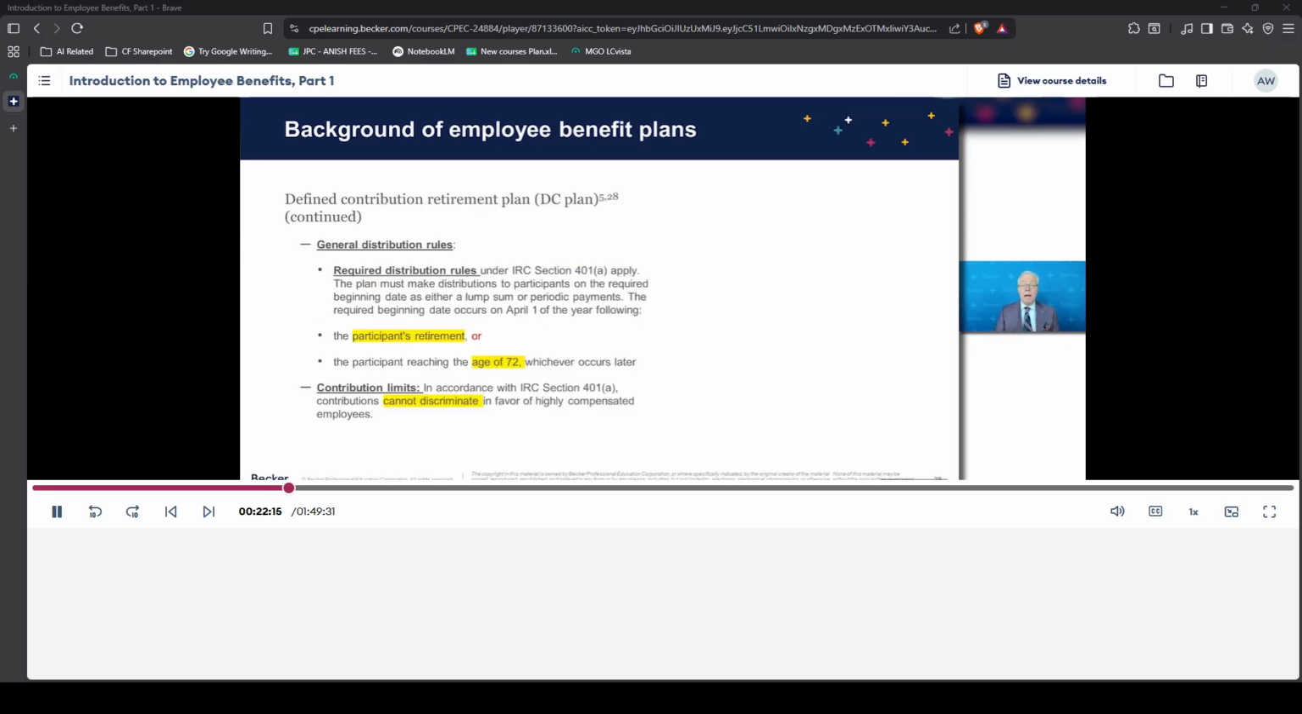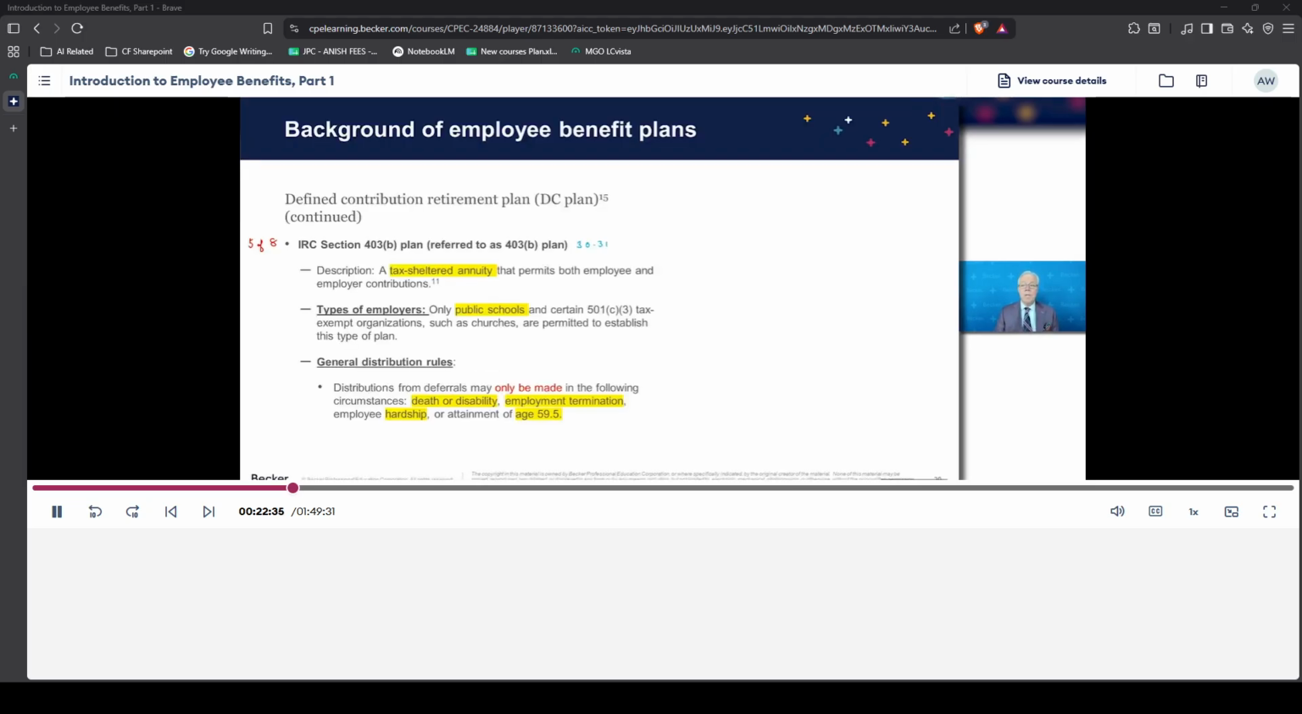Now, general distribution rules, this is going to sound familiar. Ultimately, by April 1 of the participant's retirement or age 75 or 72, whichever one is later. By the way, contribution limits cannot discriminate in favor of highly compensated employees.